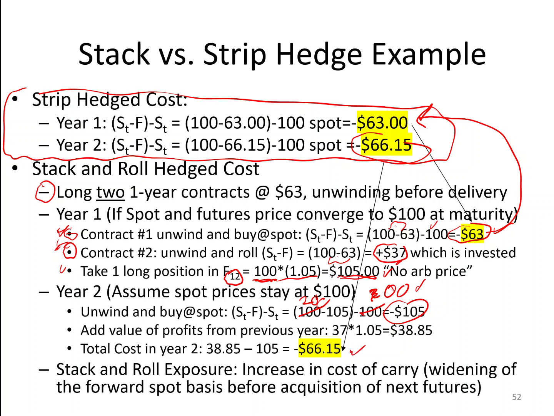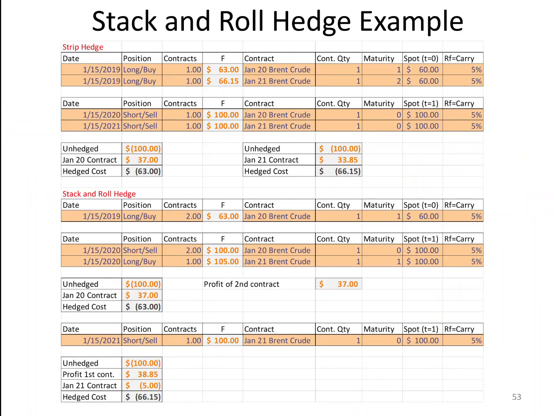So this is a stack and roll hedge. It's used by organizations all the time because of the increased liquidity in the near-term contracts. And here's the spreadsheet to kind of prove out those examples.